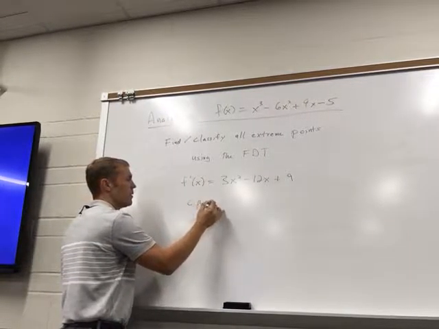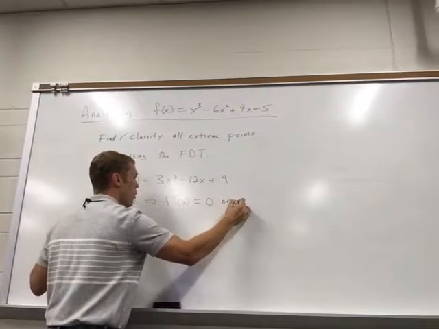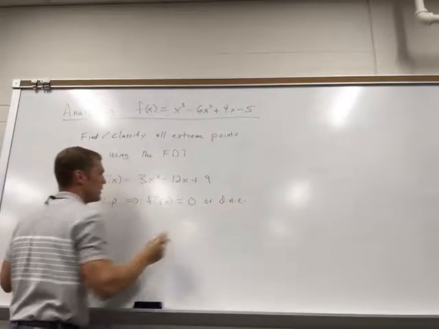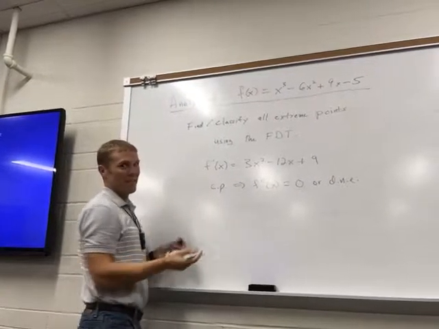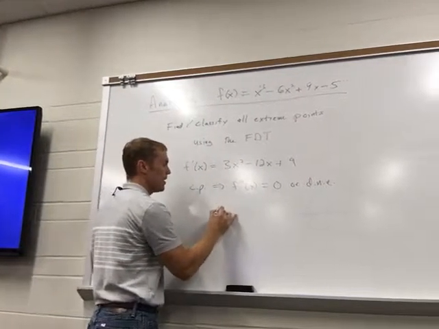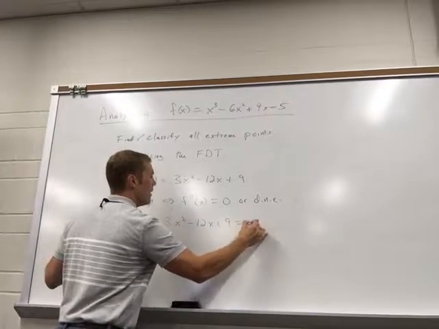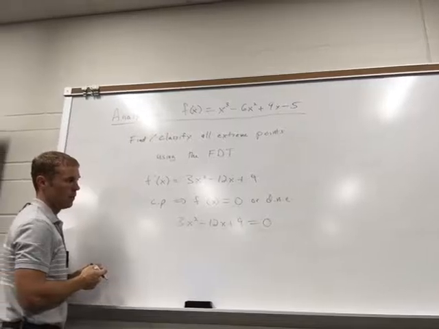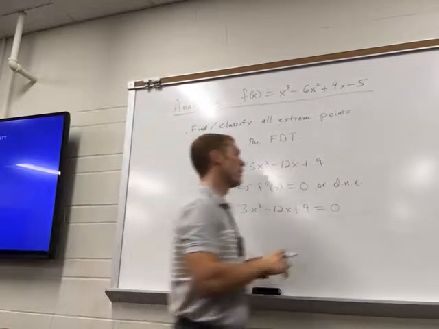Now, critical points mean that f prime of x equals 0 or does not exist. Well, this always exists, it's a quadratic, so we simply can take 3x squared minus 12x plus 9 equals 0. And we have to find all the values of x for which this is true.